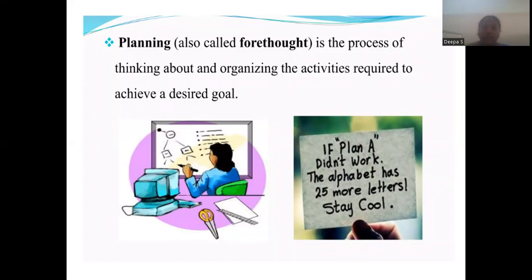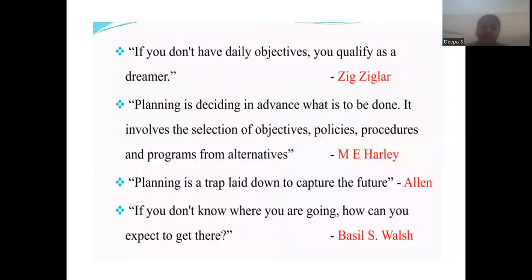So planning can be performed in different activities. You can plan in different ways. Different authors have defined planning. Planning is deciding what is to be done. It involves selecting the objectives, policies or programs. You can choose any one alternative way to achieve that goal. Different authors have described the definition of planning.